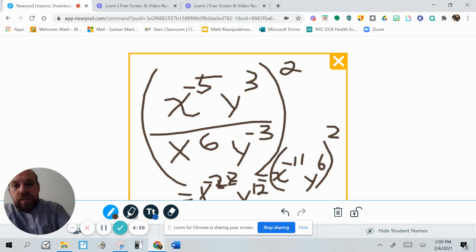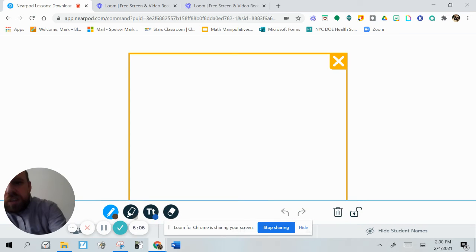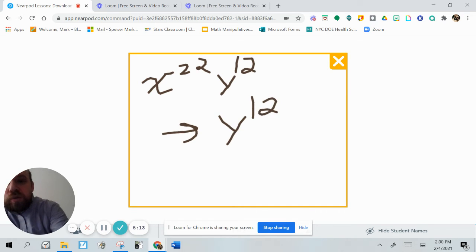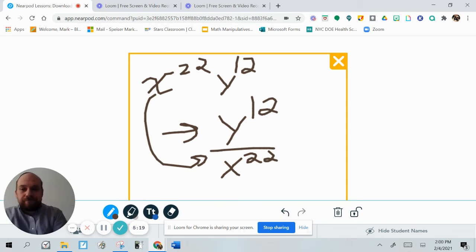And then don't forget, let's do one more step. x to the negative 22, y to the 12, that's in power form. If you want to write it in rational simplified form, you move the negative exponent to the denominator.